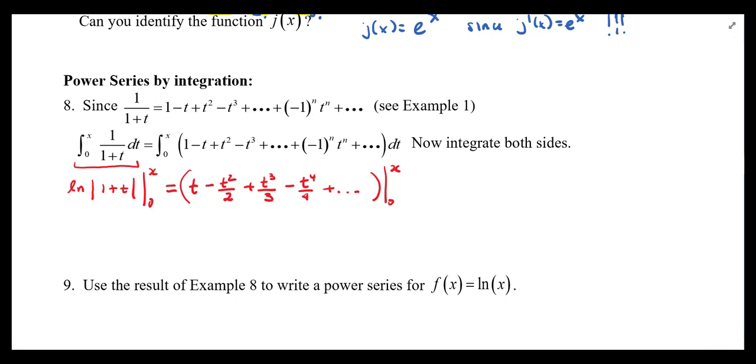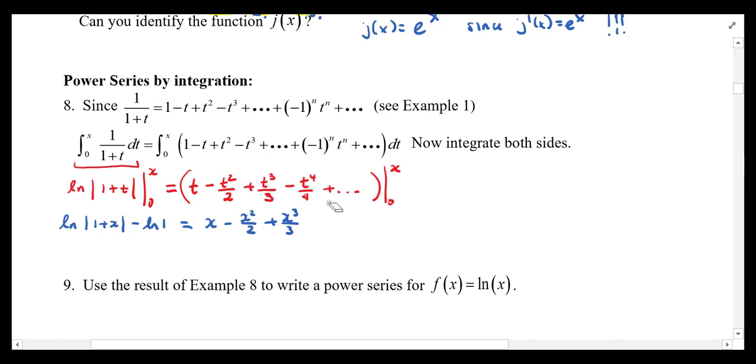So if I were to now do this on the left-hand side, I plug in the absolute value of 1 plus x minus the natural log of 1 plus 0, which is just 1. That's good. And if I were to do this, I'd plug in x, so this becomes x minus x squared over 2 plus x cubed over 3 minus x to the power of 4 over 4, and so on. And I would subtract off of that 0, right? Minus 0 plus 0.